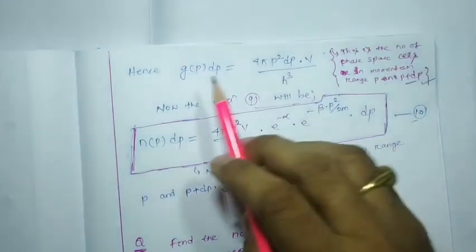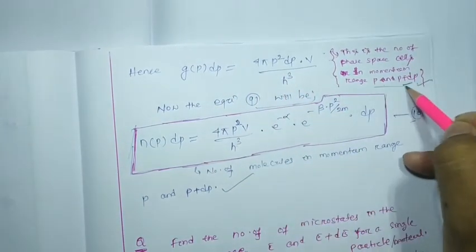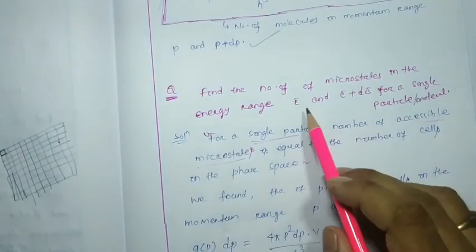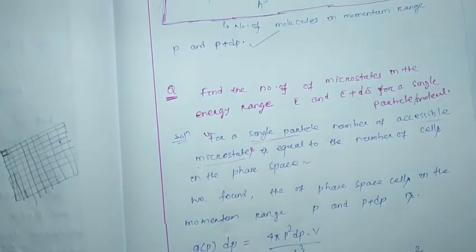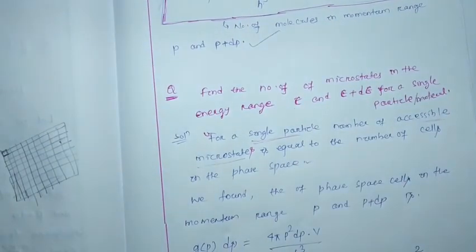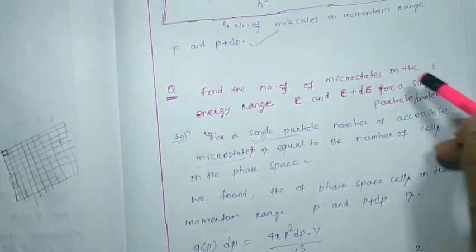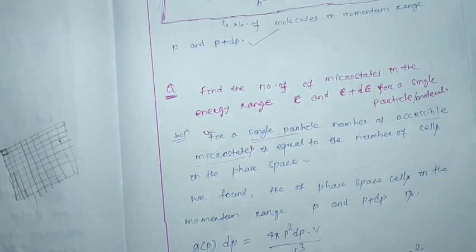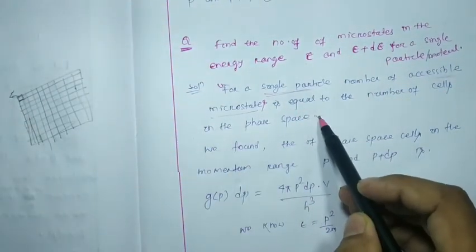So this expression tells the number of phase cells between the momentum range P and P plus dP. But here it is asked that we have to find out in the energy range E and E plus dE. Better you put it epsilon and epsilon plus d epsilon, because E is the representation of total energy. So for a single particle, the number of accessible microstates is nothing but the number of cells in the phase space.